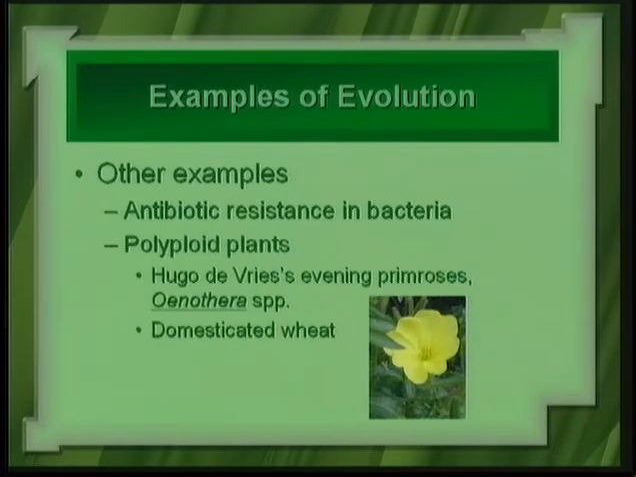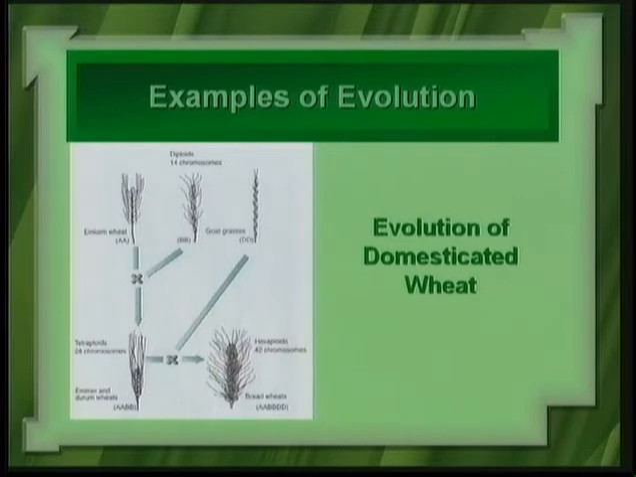Okay, another example is domesticated wheat. Domesticated wheat is actually a result of artificial selection. What happened? Some human being, thousands of years ago, crossed a goat grass with a kind of wheat called einkorn wheat, and they crossed together.